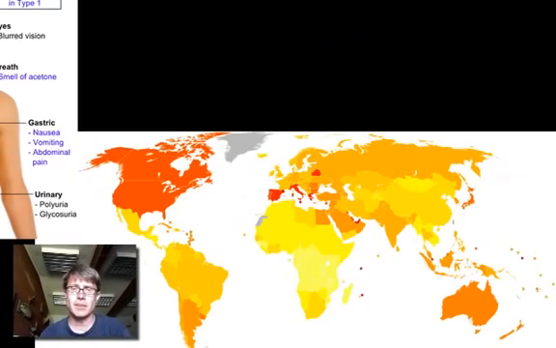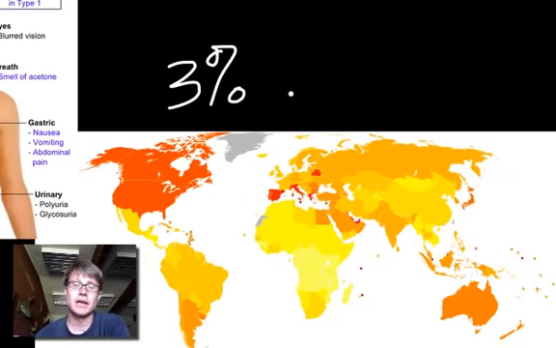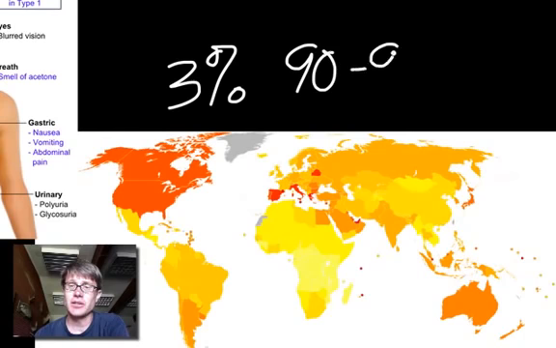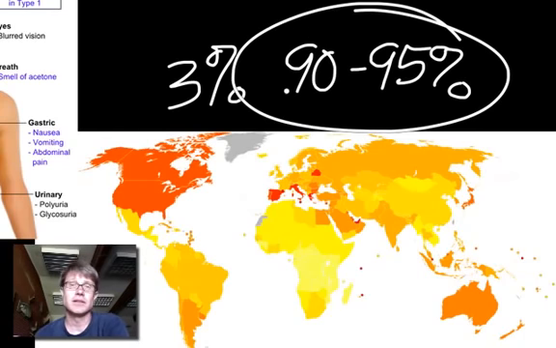Now, this is a map of where diabetes is on our planet. About 3% of the people in the U.S., or worldwide, have diabetes, but about 90 to 95% of that is not a mistake in the beta cells. It's actually tied to our diet, type 2 diabetes. And this is a chronic disease. Once you get diabetes, you have it for the rest of your life.